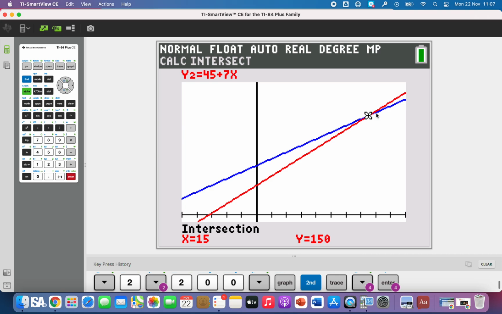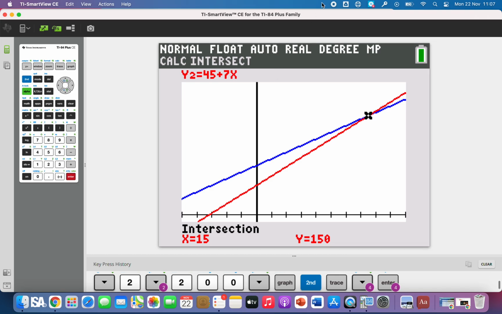Okay. Then the blinking star will go simply into the point of intersection, and you can double check underneath. It says intersection 15 comma 150. So in the context of the problem, you know that it takes 15 students for the income and the cost to be equal to 150 euros. And you're done. That's pretty much it on how to use your graphing calculator to check and verify your point of intersection. Let me know if you have any questions.